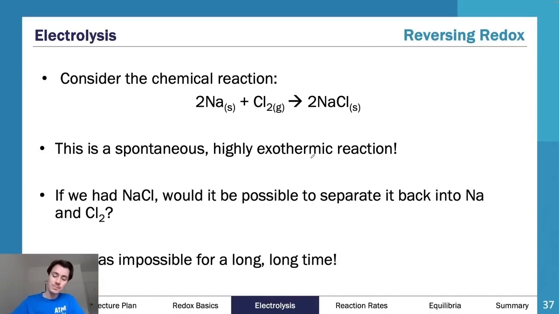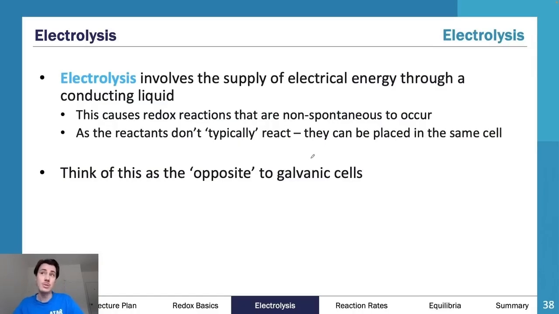But now we know how to do it, and we do it through what we refer to as electrolysis. Electrolysis involves the supply of electrical energy through a conducting liquid.